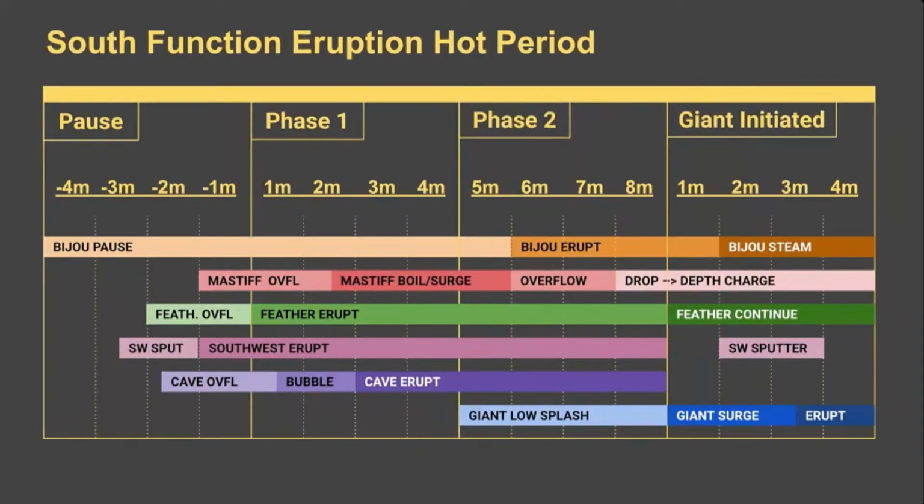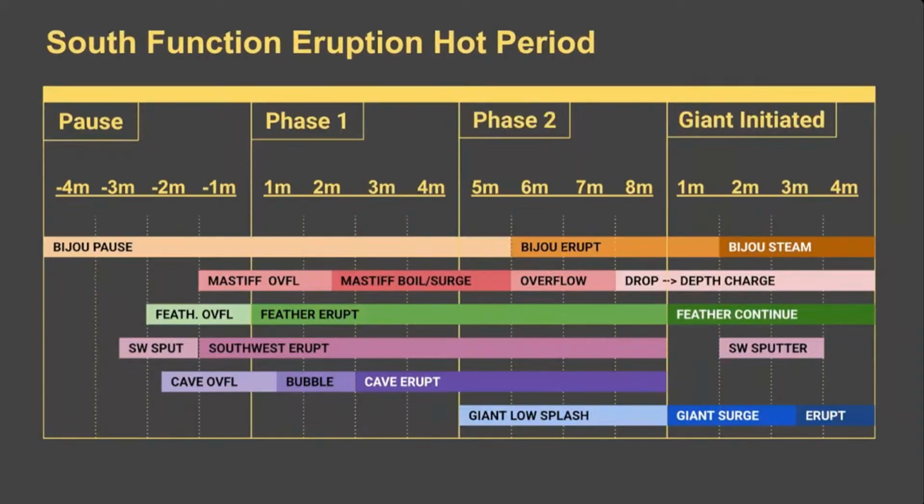So I need to explain that this will happen when the energy is very, very strong to the looker's right, to the south end of the giant platform. So that's why we will get cave erupting, because cave is over there on the side. You'll notice I have the southwest vents actually erupting ahead of feather. That is common with a south function hot period, really of any length, is that southwest vents will start before feather.